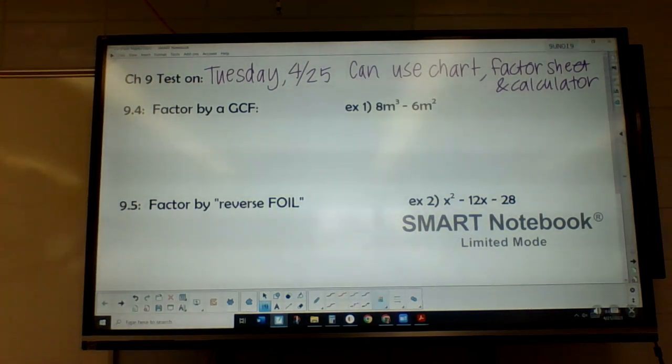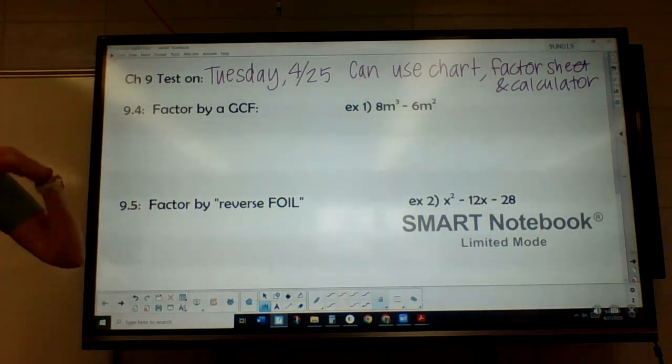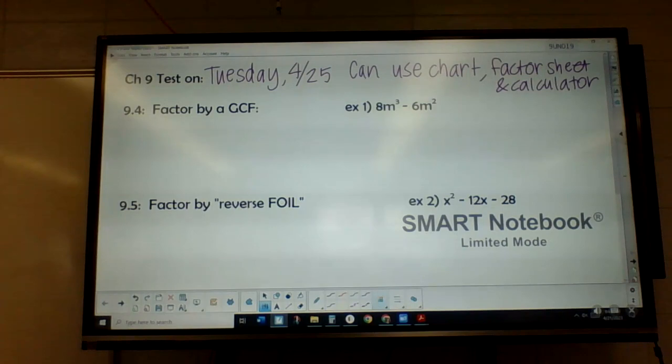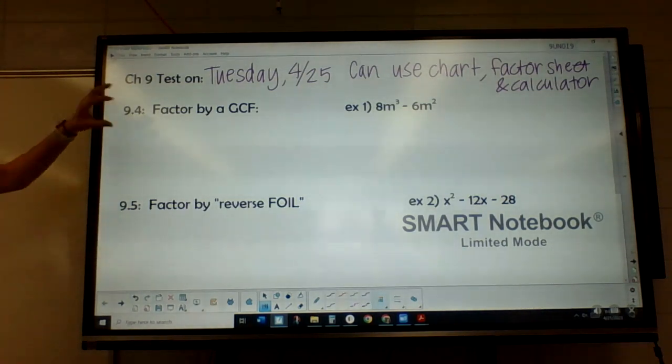So I'm not going to tell you guys which method to use. On here where it says factor by reverse FOIL, that's only to remind you of all the different methods. But again, on the test, I won't tell you. It'll just be kind of a big factoring section, and it's pretty much the whole test because that's all we're doing in this.